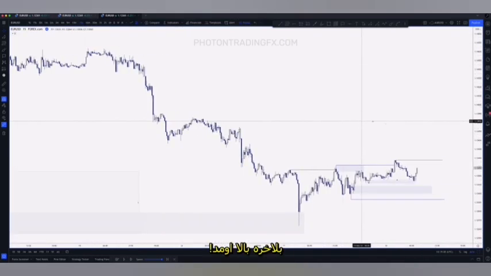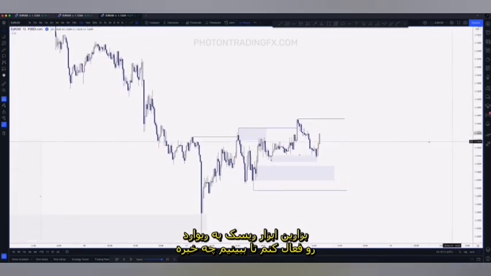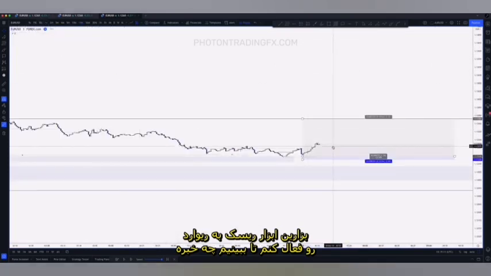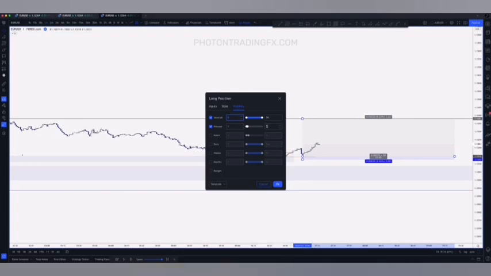Okay, finally got that to load. So yeah, we're currently, I'll tell you what, I'll fire up the risk reward tool on there so you can see exactly what's going on here. 15, there we go.